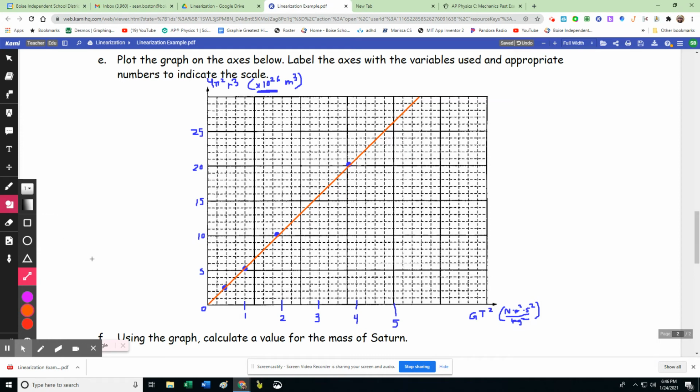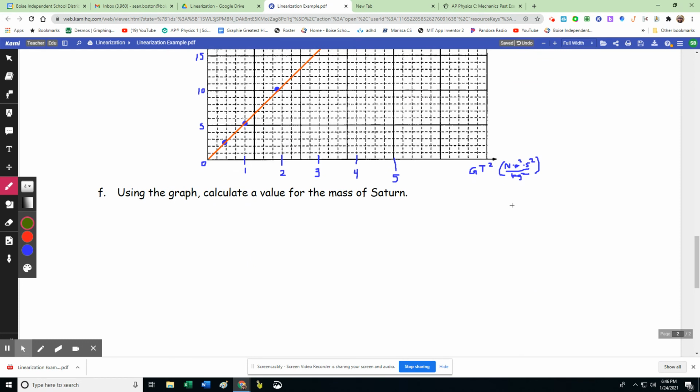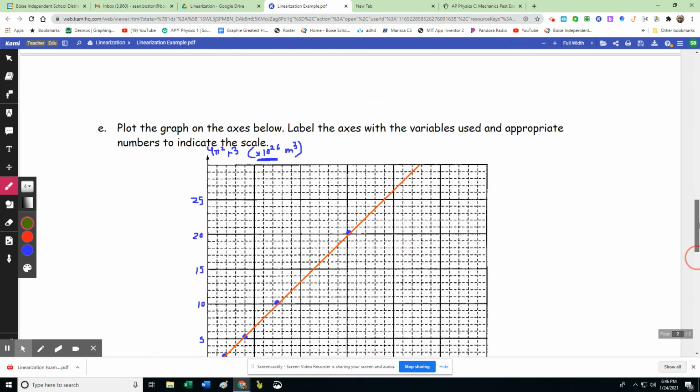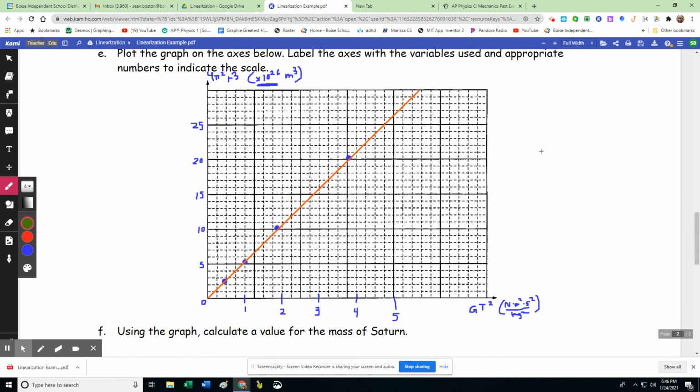Just quick and dirty. Okay, and now I'm going to communicate a little bit to my grader about what I'm actually trying to show here. So we've gone through and we've graphed it. Now we want to use the graph to calculate the value for the mass of Saturn. Okay, so I'm going to coach them up a little bit about what I'm doing, and then I'm going to show them on this graph what I'm doing too. So I'll do that real quick.